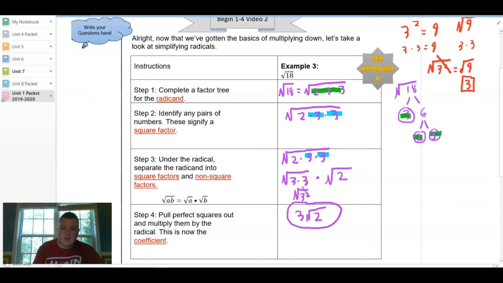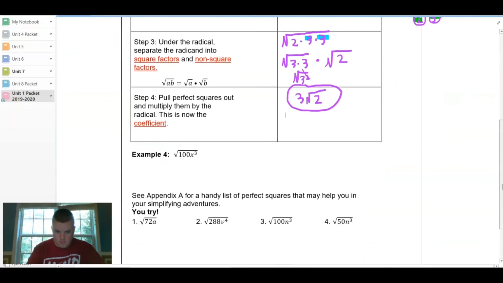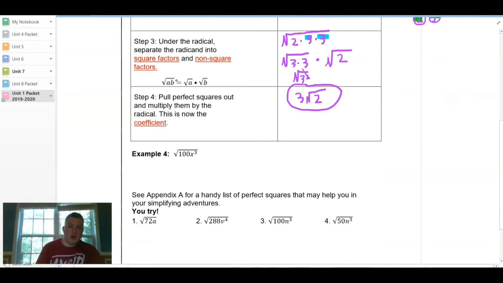We took the factors that paired up, we took the square root of those and got rid of the radical, and then remember anything that was left over that didn't pair up is going to go underneath the radical and stay as the radicand. Alright, one more example, square root of 100x cubed.